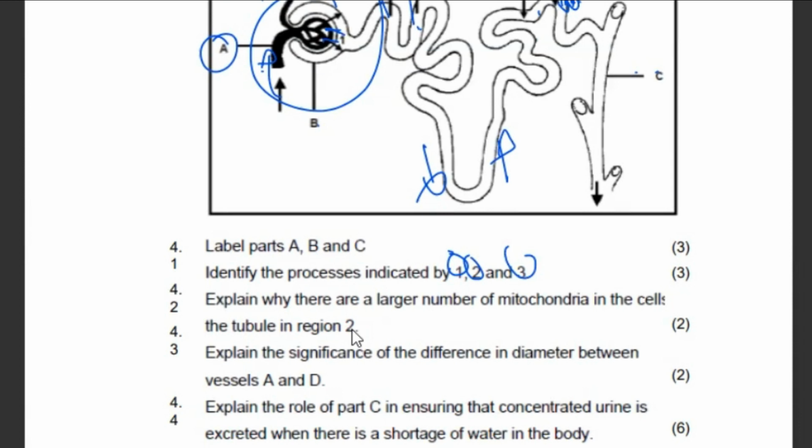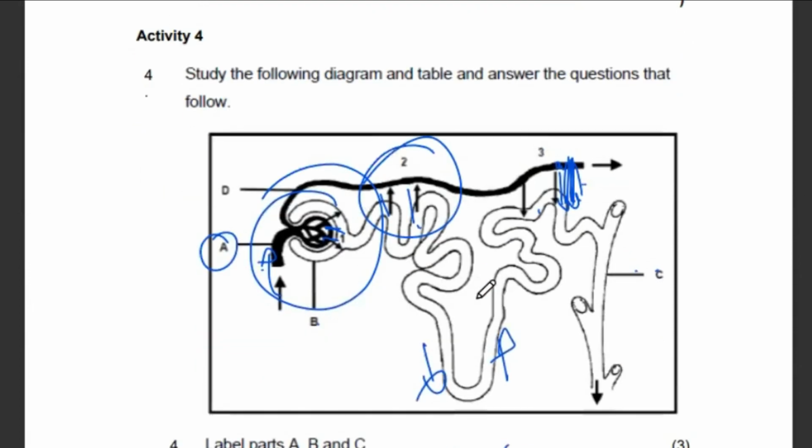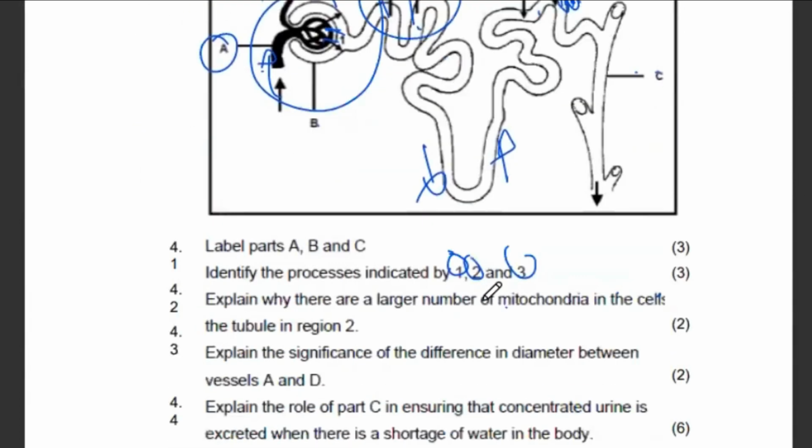Explain why there are a large number of mitochondria in tubes region 2. So 2 is because of the active transport which is taking place there. So respiration must take place so that enough energy is produced so that active transport can take place there when you are doing the reabsorption of glucose.